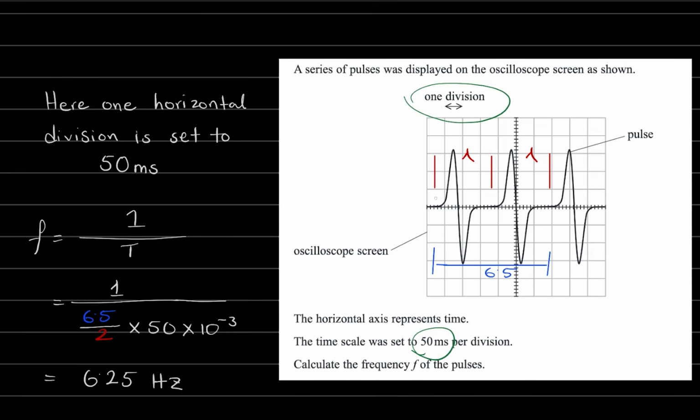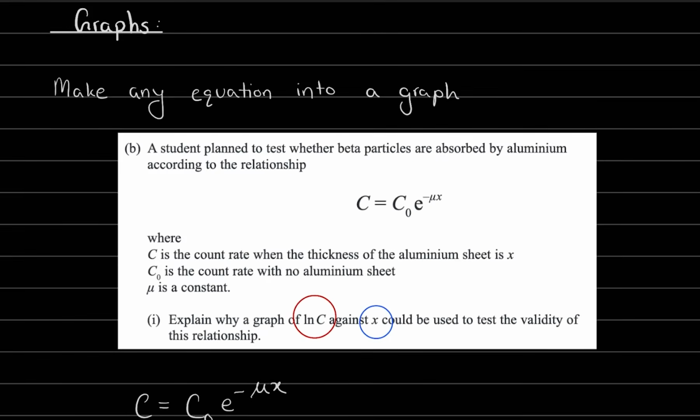Here you can see that 2 of the wavelengths start from here and end at here. Due to this, we have 2 wavelengths from 6.5 boxes, and to find the total time we have to multiply by 50 milliseconds. Now to find the frequency, we are using the formula frequency equals to 1 by time, and in the time we are using the time of one wavelength, that is 6.5 divided by 2. Finally, we are converting millisecond to second by multiplying 10 to the power minus 3, and that gives us 6.25 Hertz.